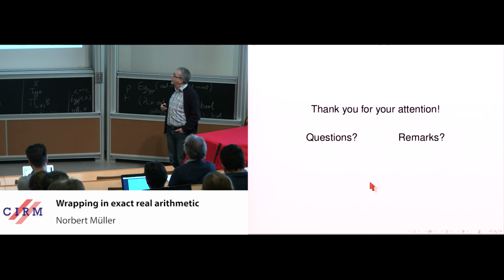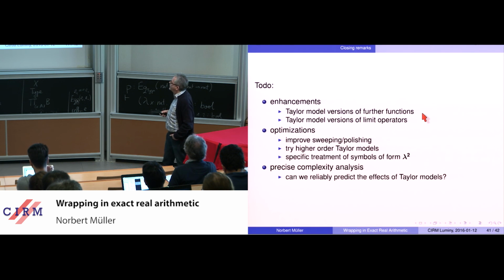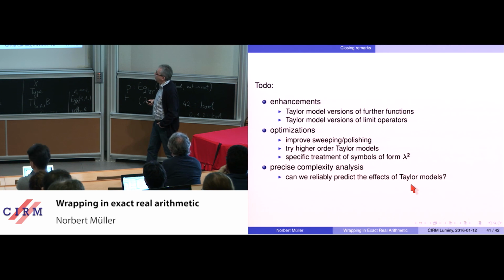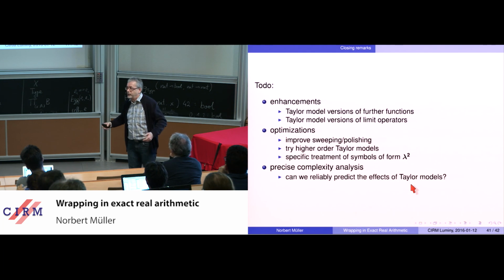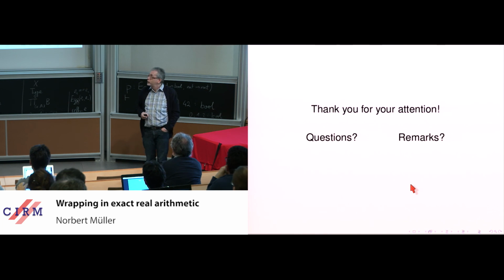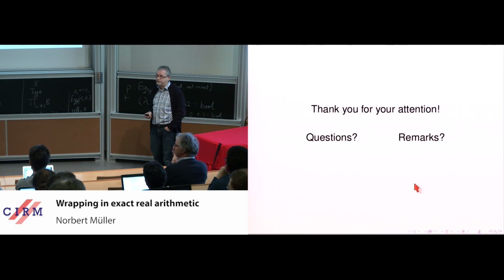Can we measure in some way that Taylor models really help? Or is it just efficiency and we see it? Or can we prove that things might be better with the Taylor models? Okay, that's it. Thanks for your attention, and I'm open for questions and remarks.